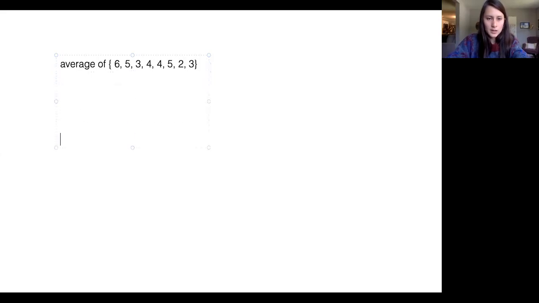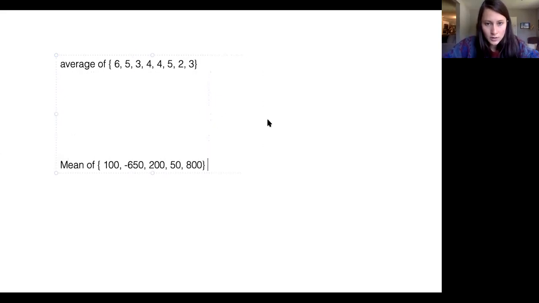So here's a set that I'd like you to find the average of, and then find the mean of. What does that mean? What's the mean? Same thing as average, right? Mean's just another word to describe the average. So find the mean, or what we call the average, of this set here too. So work that out. You can pause the video and work that out.